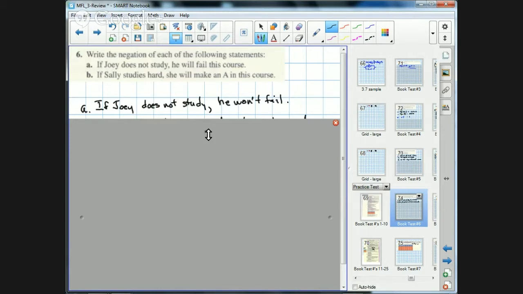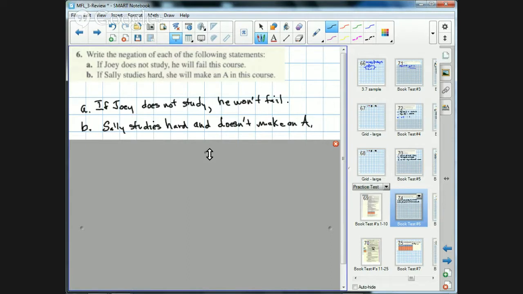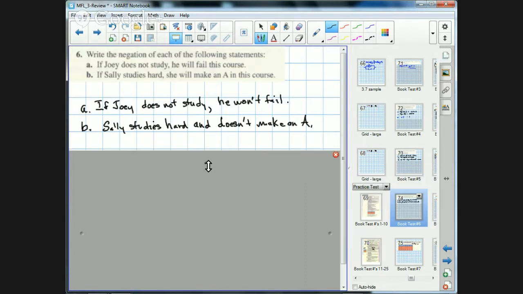Okay, how about B? Here's another one. If Sally studies hard, she will make an A in this course. Negate that. If Sally studies hard, she will not make an A in this course. That is correct. And there's different English ways to say that. If Sally studies hard, she will not make an A in the course? Yes, that would be exactly correct, Patrick. Okay. Yeah, that was good. And Brian's answer was also correct.